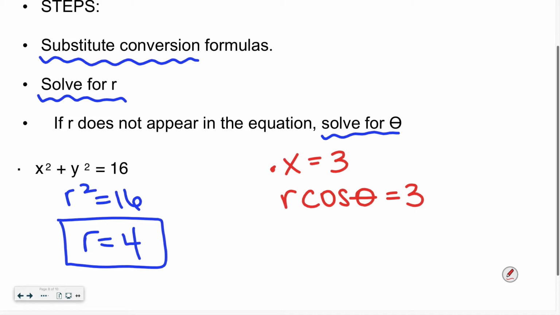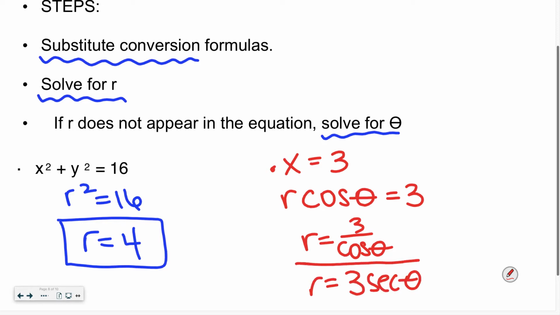Well, what did I tell you? We needed to solve for r. So I need to divide that cosine over. And so I would appreciate you writing this as 3 secant theta. If you leave it as 3 divided by cosine theta, I'm not going to throw a fit, but it does look nicer when you change it to secant.